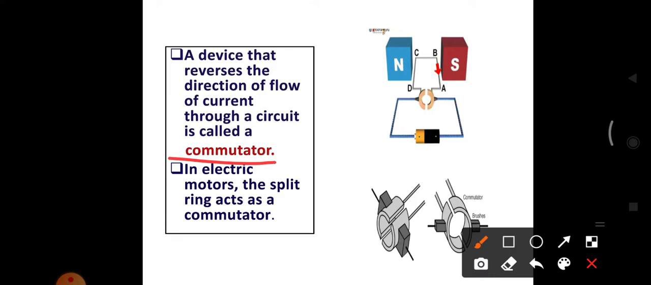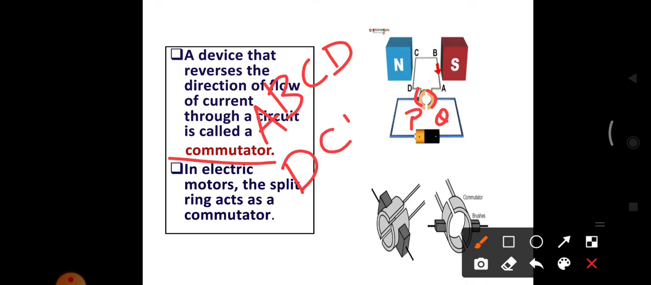Here, which acts as a commutator? This is P and this is Q. These two split rings, P and Q. When P and Q rotate, it changes the direction of the current. That means in the starting the direction of the current is ABCD. After half rotation, the current direction is DCBA.